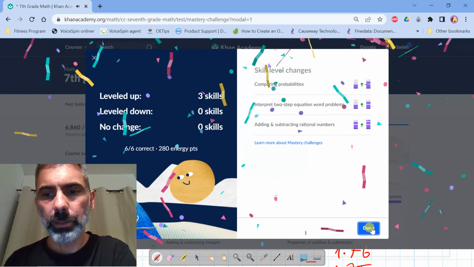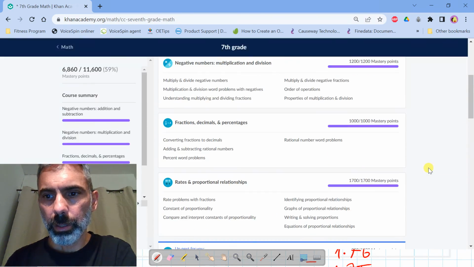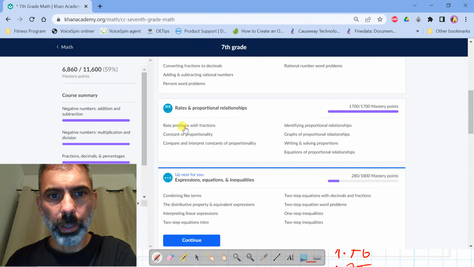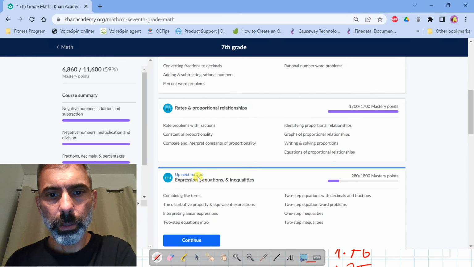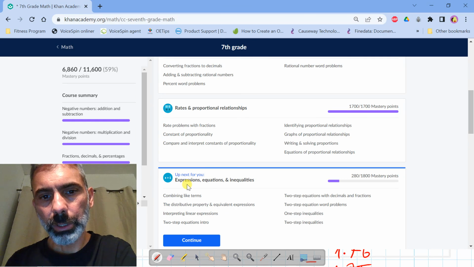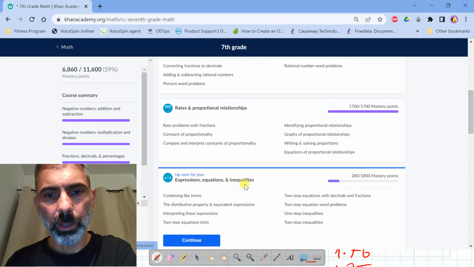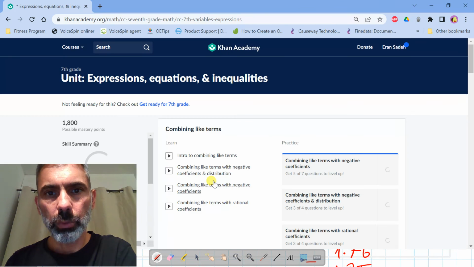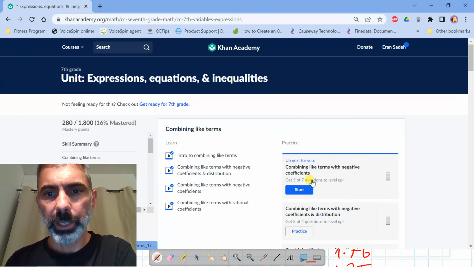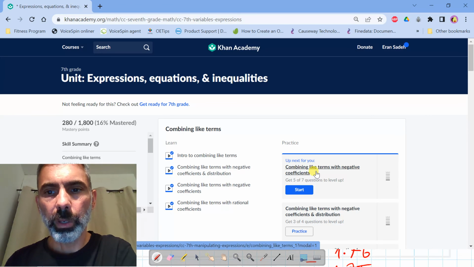Okay, so this was a mastery challenge, and I took it before I have completed this section, this unit, rates and proportional relationships. And now I'm going to move on to this unit, expressions, equations, and inequalities. So in the next video, I'm going to take this practice, combining like terms with negative coefficients. So I will see you in the next video.